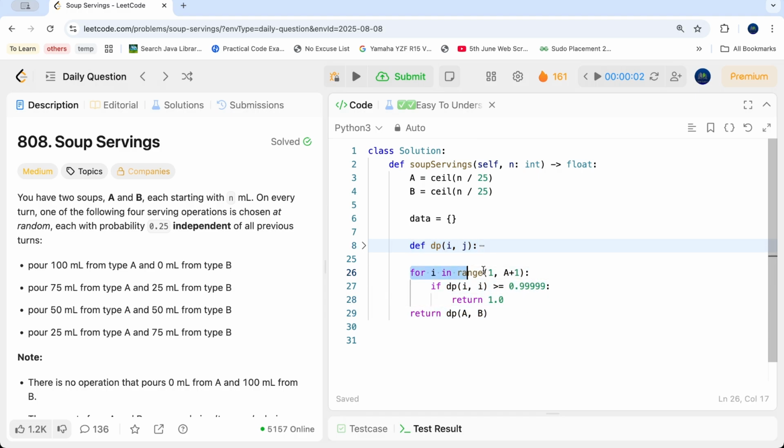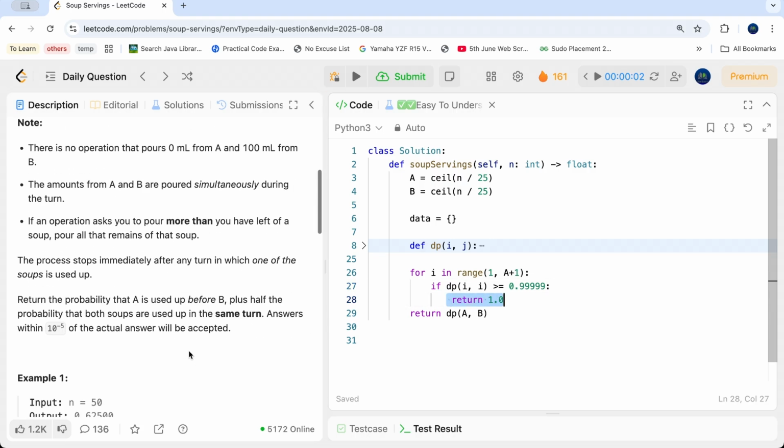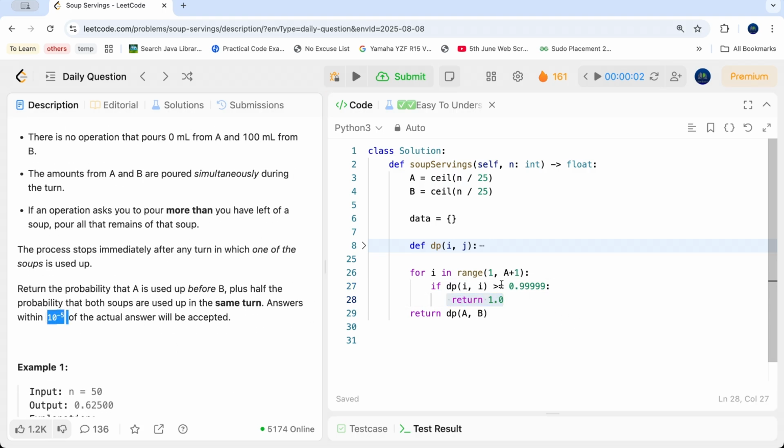We are running a loop in the range from 1 to A plus 1, basically from 1 to our whole capacity. And we will calculate dp of i comma i, that is, when the capacity of A and the capacity of B are both i, what is the probability that A will be used first. If this probability is greater than or equal to 0.99999, then we will return 1. The reason is, we can return our answer with an error of 10 to the power minus 5. So 0.99999 actually means it is equal to 1.